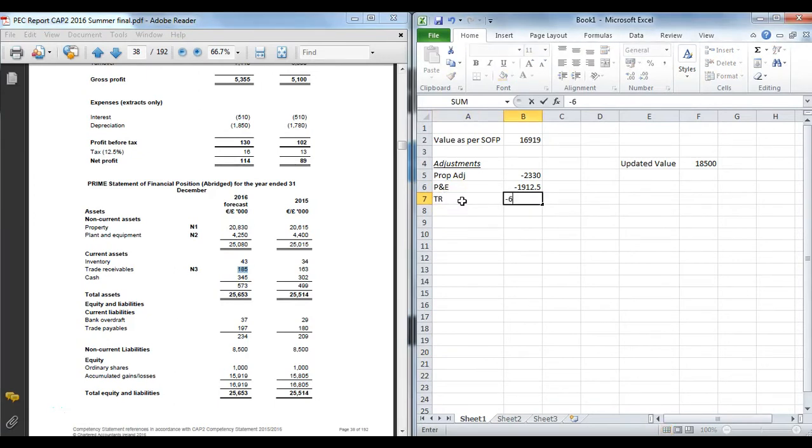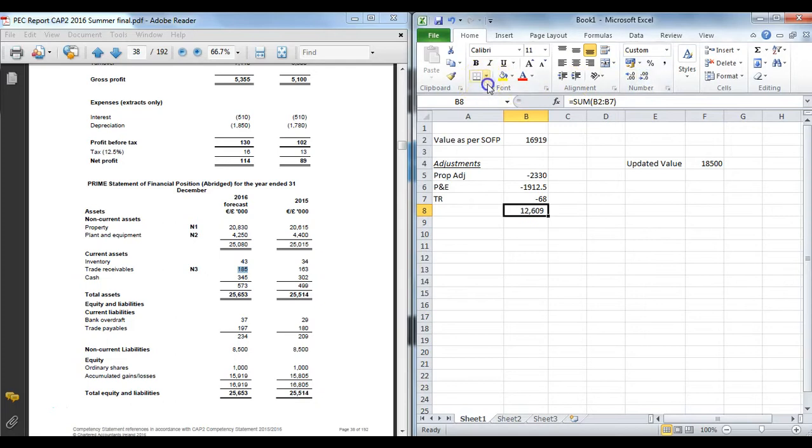So another evaluation downwards. And that's why I tell students to start with the net asset approach, because that's essentially all you need to do. You start off with a starting point, which is the value as per the SOFP. Again, just make sure you take the right figure. Then you make a number of adjustments, and the net asset value for Prime at the 31st December is about 12.6 million. And that's all you need to do.